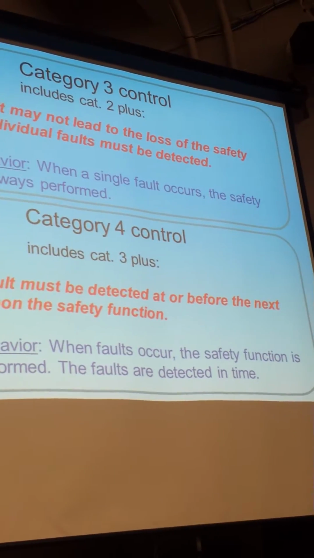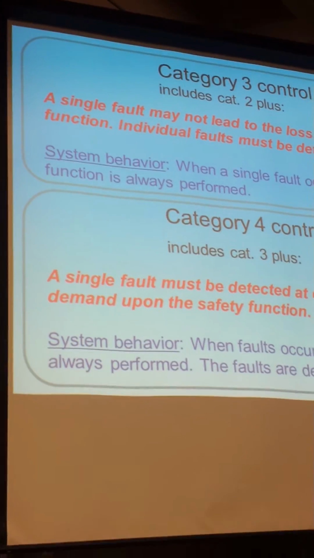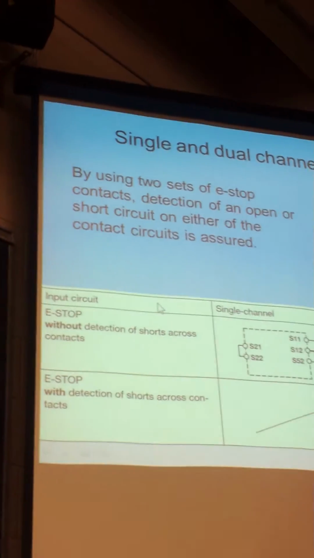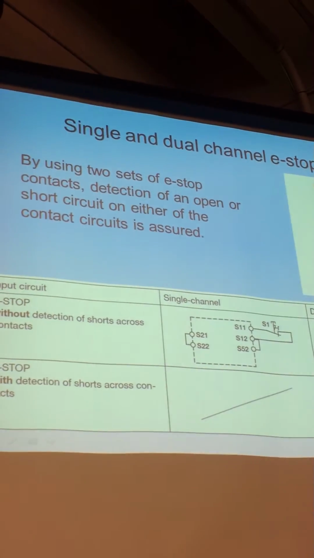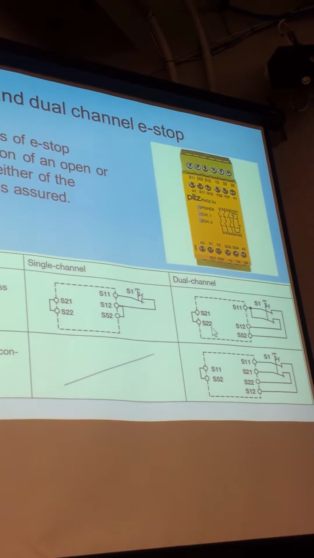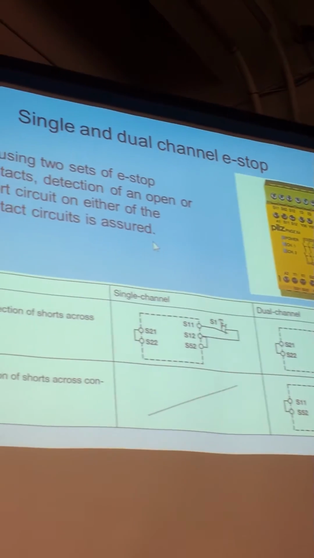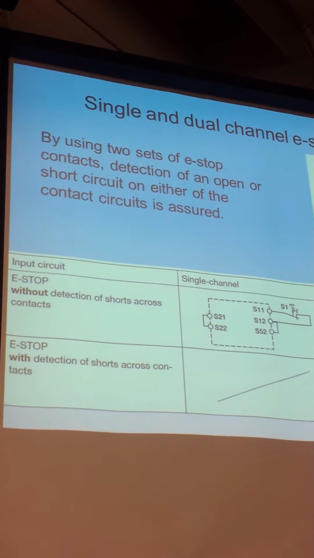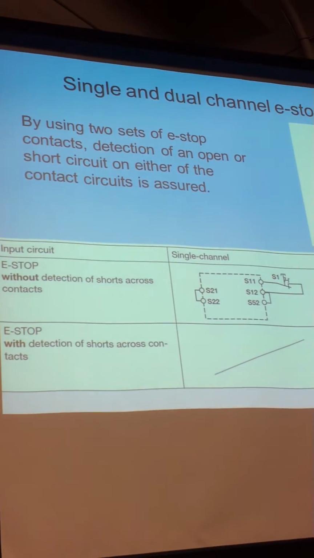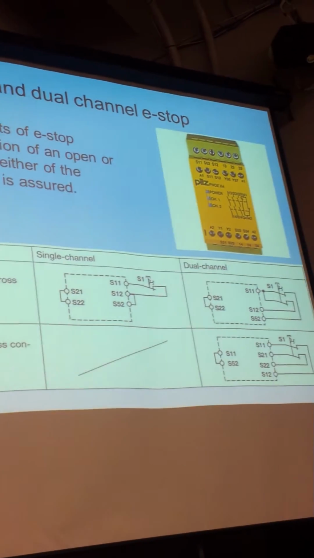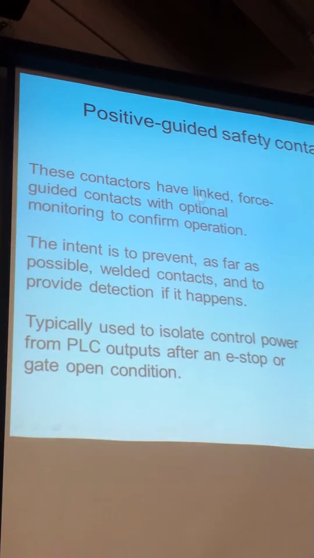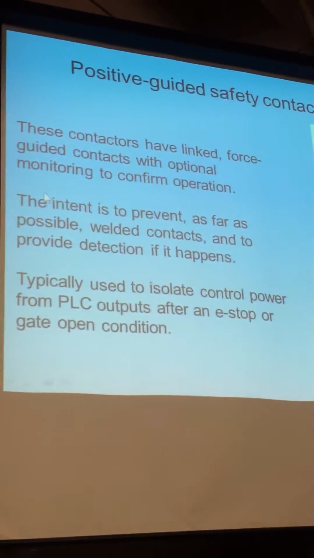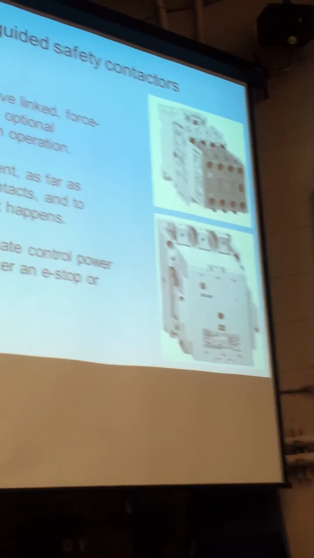Okay, I'm not going to go through them all. What category is the safest and why? Single and dual channel E-stops. Just understand that we can monitor, we use dual channel E-stops now. Okay, single channels aren't used. But these have linked 4 static contacts with optional monitoring to confirm operation.